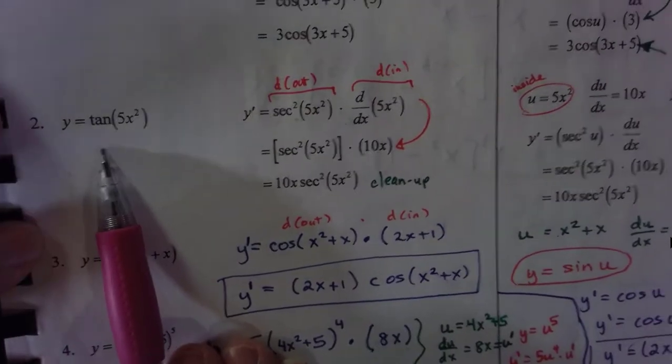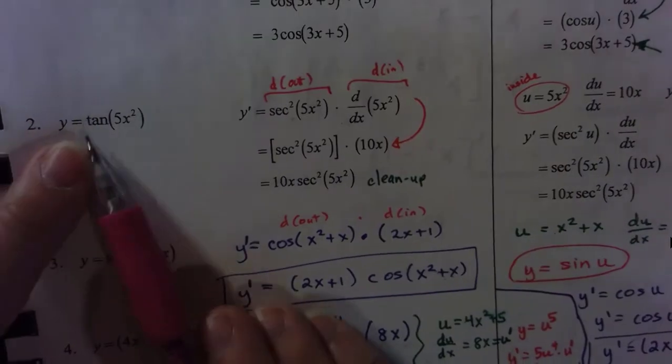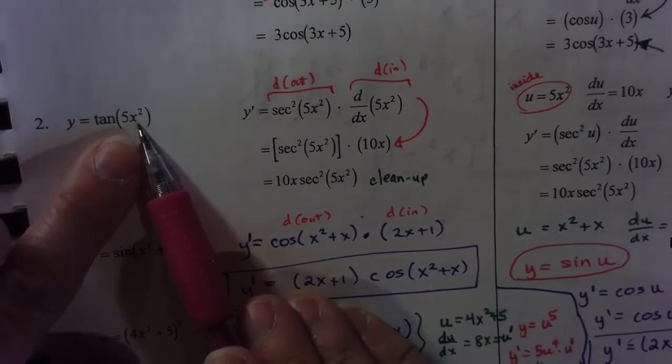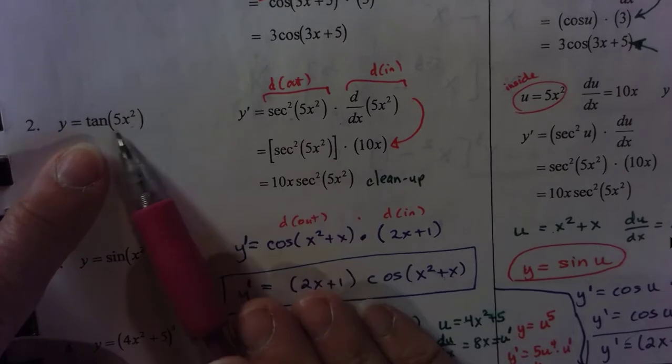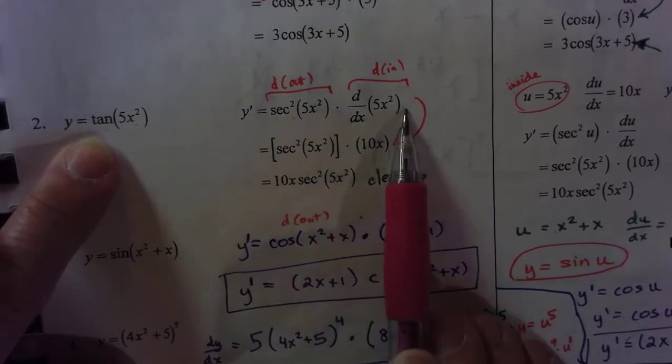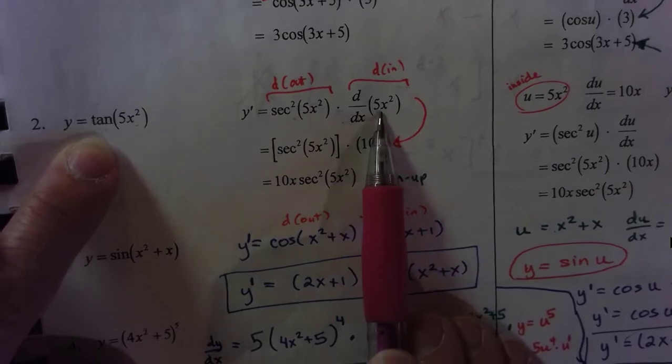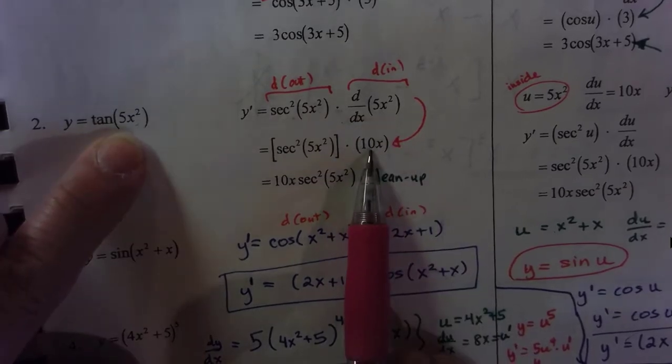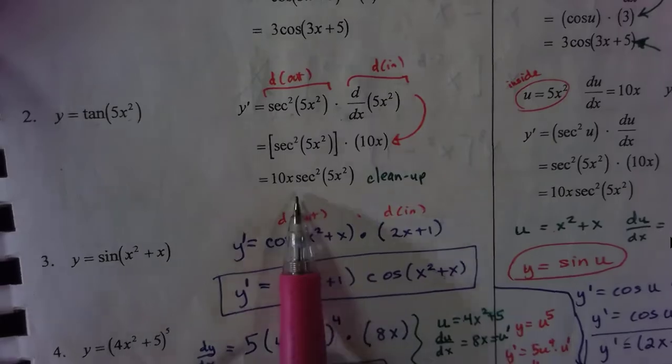Now let's look at tangent of 5x squared. The outside function is tangent, the inside function is 5x squared. So the outside derivative is secant squared of 5x squared times the derivative of the inside, which is the derivative of 5x squared, which is 10x. Again, we're going to clean it up.